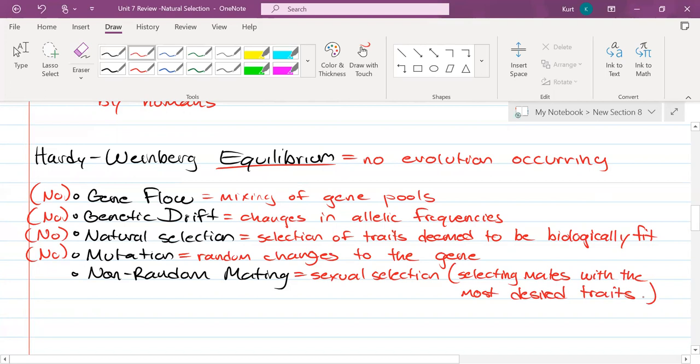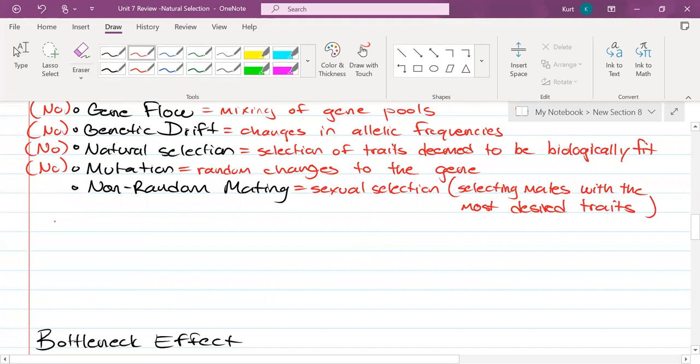This is not a form of natural selection. If you're asked different types of natural selection, don't say sexual selection. No, no, no. The types of natural selection are directional, disruptive, stabilizing. Okay? Now, as far as the Hardy-Weinberg equation, p plus q equals 1.0, you will be given that equation on your formula sheets.